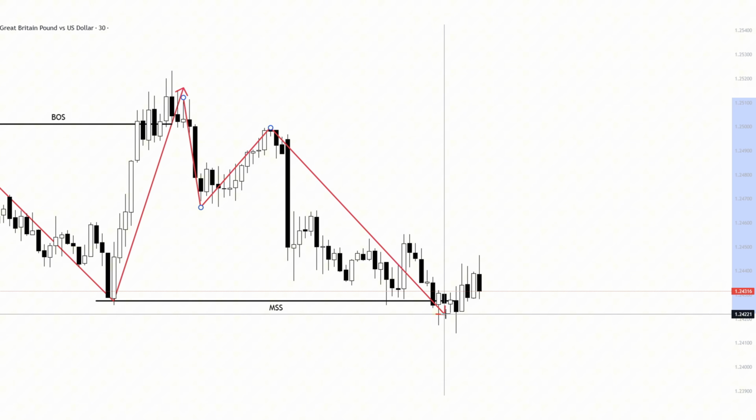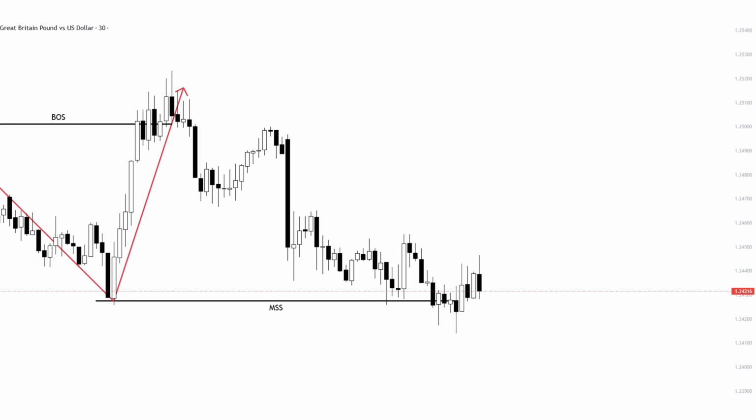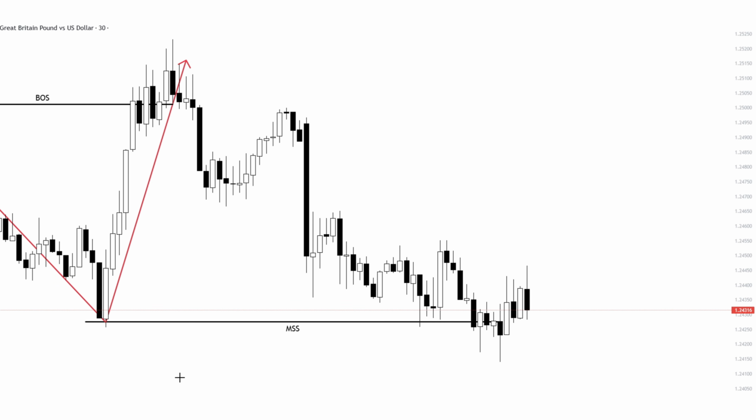Because we got the first market structure shift towards the bearish side, we can now look for a sell entry model near these levels. One of the most clear ones should be somewhere near this candle. Because it is a very large candle, these large candles most of the times create a market imbalance.